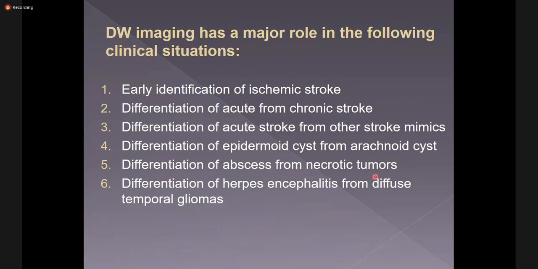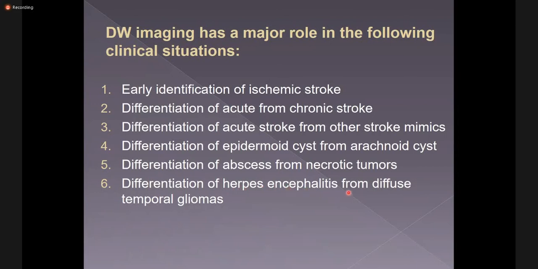Differentiation of abscess from the necrotic tumor. Sometimes the abscess appears on conventional MRI as a peripherally enhancing region, but sometimes tumors also show necrosis, so we get confused whether it is a necrotic tumor or abscess. So we go for the DWI images for the diffusion restriction. The abscess shows diffusion restriction, while necrotic tumor doesn't show any diffusion restriction. Meaning, abscess appears hyperintense on DWI and hypointense on the ADC map.